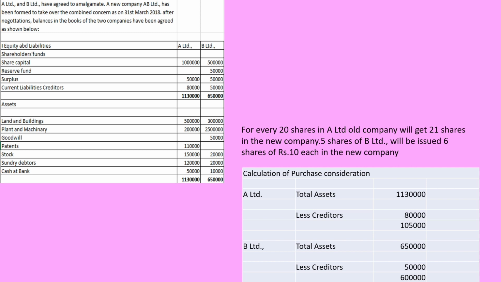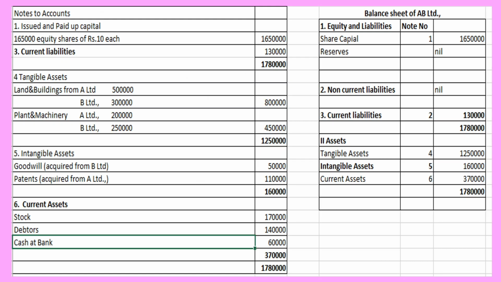And for B Limited, total assets come to 6 lakh 50,000. From that, you minus the creditors, 50,000, and you get 6 lakhs as purchase consideration. So 10 lakh 50,000 for A Limited and 6 lakhs for B Limited is the purchase consideration they are going to receive from AB Limited. Here, next step, we have to prepare the notes to accounts.